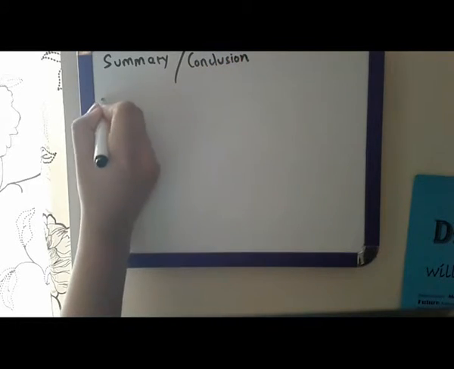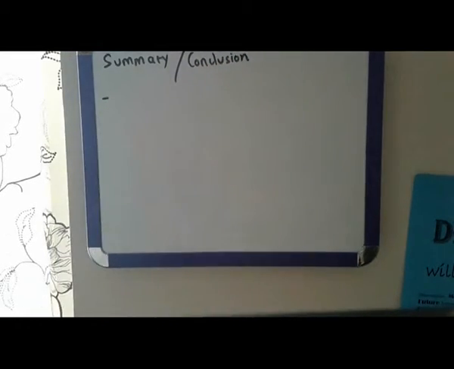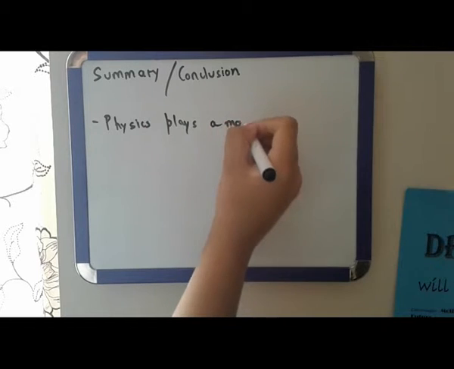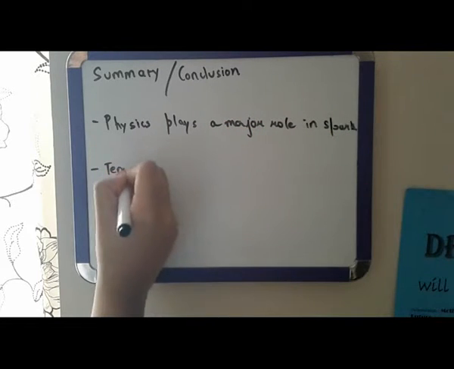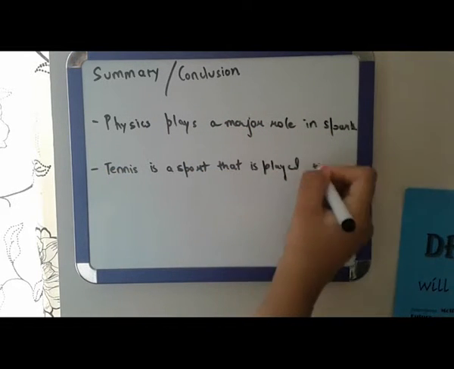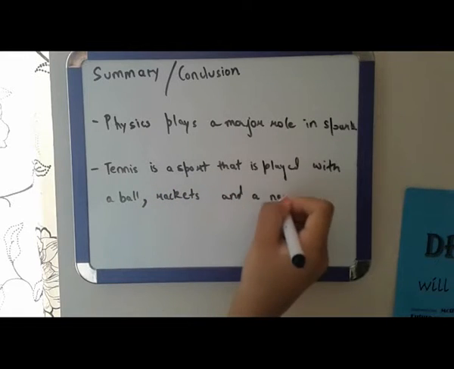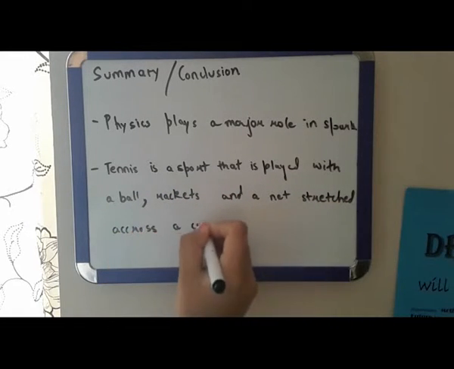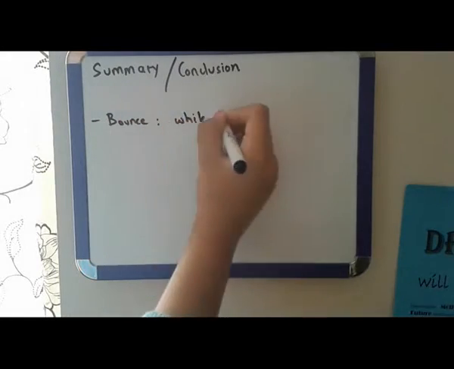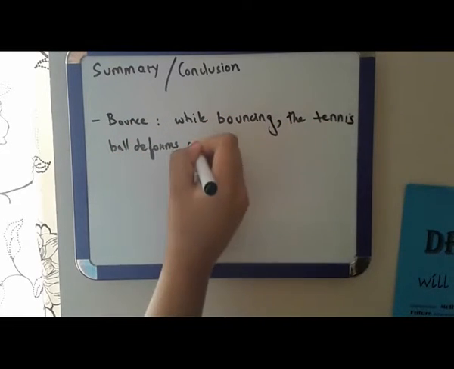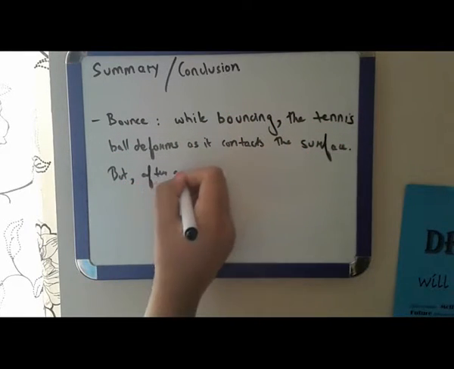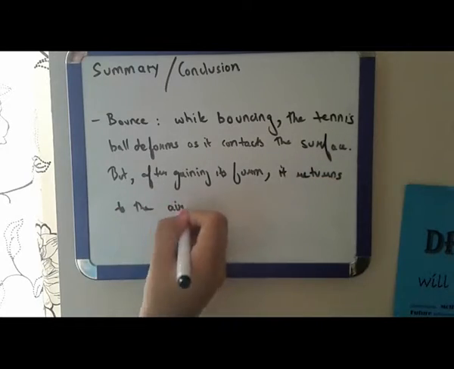To conclude this video, we will give you a short summary. Physics plays a major role in tennis and many other sports. Tennis is a racket sport played with a ball, rackets, and a net stretched across the court. While bouncing, the ball deforms when it contacts the surface, but as soon as it comes back to its form, it returns to the air.